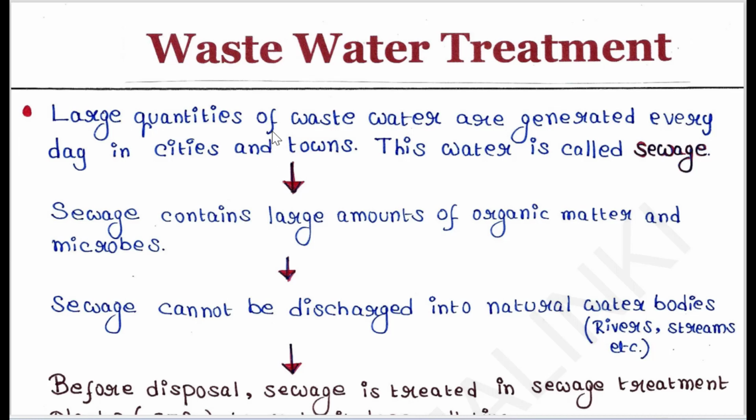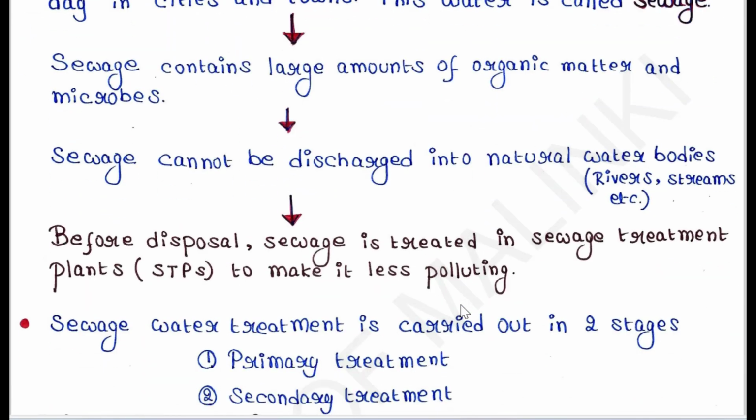Large quantities of wastewater are generated every day in cities and towns. This water is called sewage. This sewage contains large amounts of organic matter and microbes. Sewage cannot be discharged into natural water bodies such as rivers, streams, ponds, etc. Before disposal, the sewage is treated in sewage treatment plants or STPs to make it less polluting.